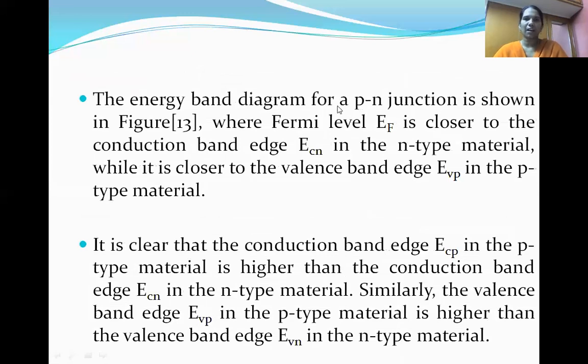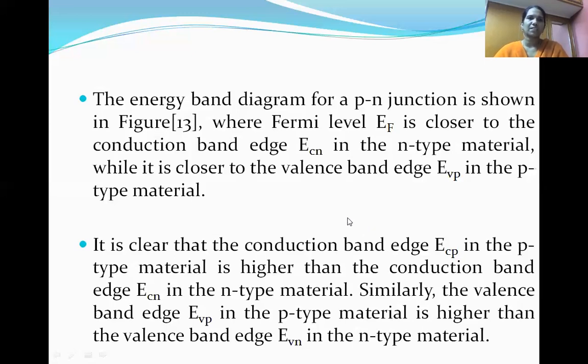The energy band diagram for PN junction diode we have already seen in the first slide, where the Fermi level EF is close to the conduction band edge ECN in the n-type material, while it is close to the valence band edge EVP in the p-type material. It is clear that the conduction band edge in p-type material is higher than the conduction band edge in n-type material. Similarly, the valence band edge in p-type material is higher than the valence band edge in n-type material.